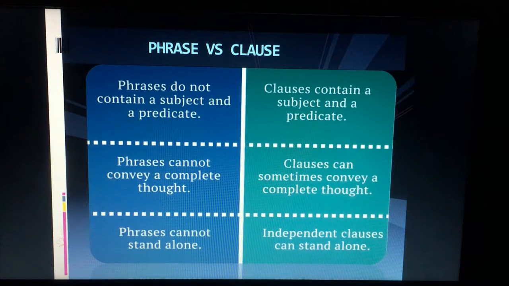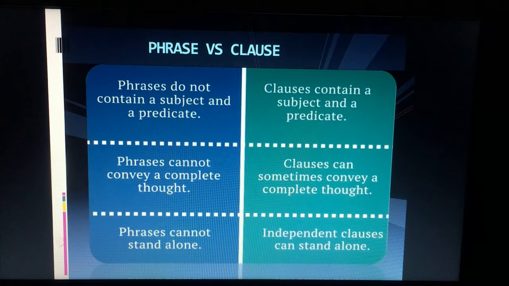Second point. Phrases cannot convey a complete thought, as I said, because there is no subject and a verb. It is an incomplete one. That's why it is not conveying a complete thought. On the other hand, clauses can sometimes convey a complete thought. Now here you can see that there is a word sometimes here. I will discuss it later, but remember that clauses can sometimes convey a complete thought.